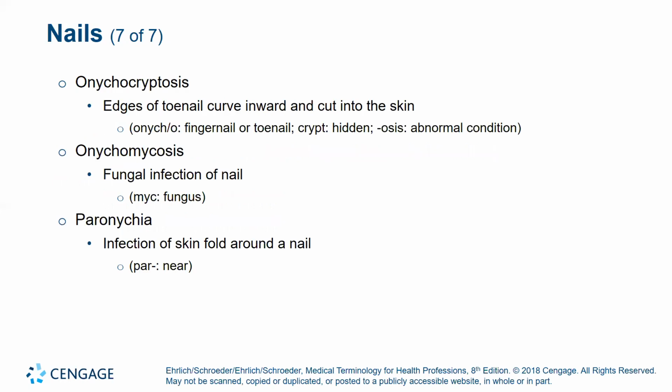Onychocryptosis. Edges of the toenail curve inward and cut into the skin. Looking at this term, we can break it down. Onych is fingernail or toenail. Crypt is hidden. Os is abnormal condition. Onychomycosis, this is a fungal infection of the nail. Myc is fungus. Paronychia, this is infection of the skin fold around a nail. Par is near.